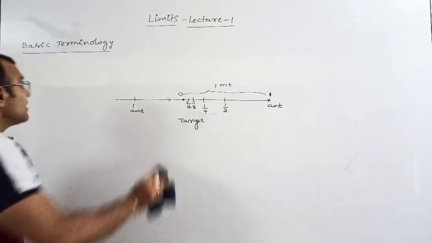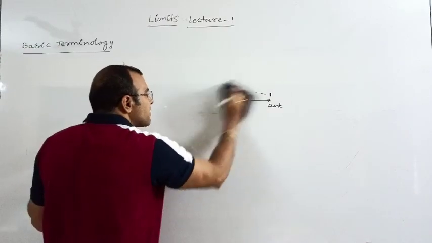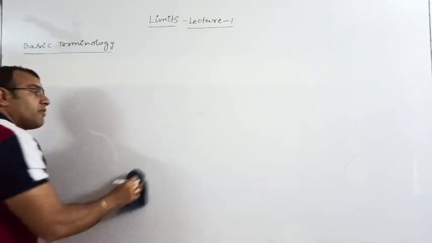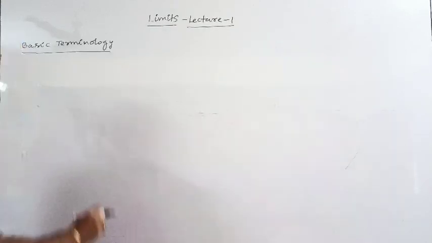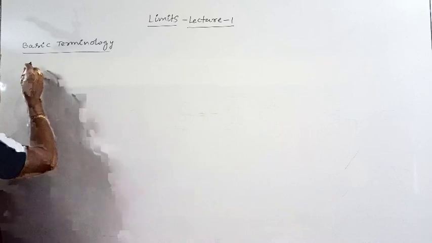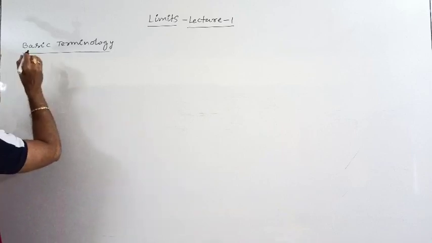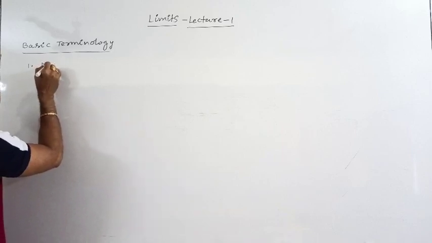So there are several basic terminologies before we start the concept of limits. Right. The first point is the neighborhood of a point.